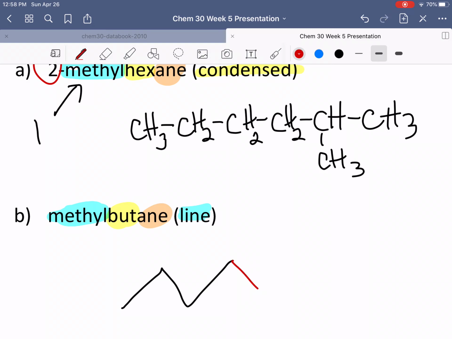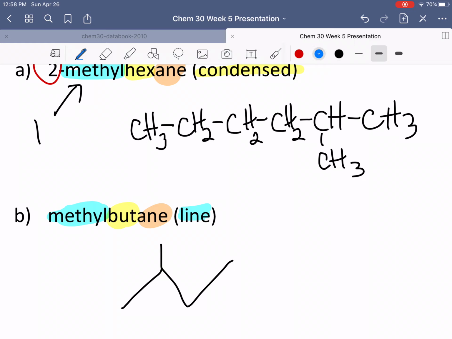If I put it here, whoops, I did it again. I just made another pentane. No, that's not what's happening here. So now I have another option. I could put it there. Okay, cool. But really, is that any different than me putting it here? No. If you flip that thing, they're identical. So that's why there's no number in this one. No matter where you put it, this is still methyl butane. It's going to be coming off of carbon 2 regardless, so we're good to go.